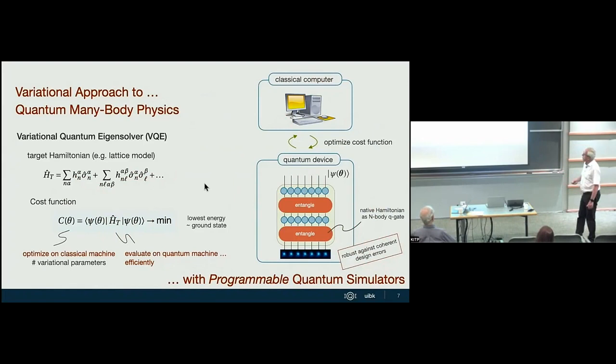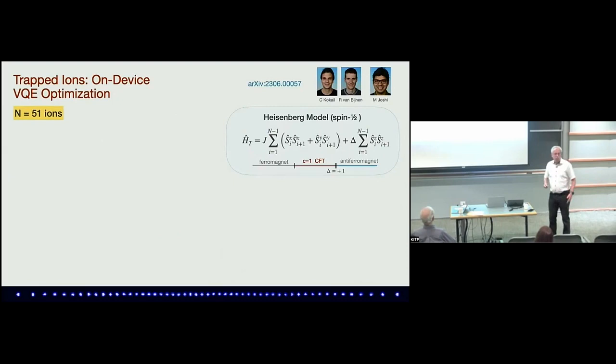Okay, so let me give you an example that hopefully convinces you, and then we're going to start on metrology, inspired by the idea that this might be an interesting direction. We just had a paper out recently where we took something like this. We take a string of 51 ions, you can see them down here. It is a programmable quantum simulator realizing a transverse Ising model natively, but let's search for the ground state of this Heisenberg model over here, maybe even at the critical point where we have conformal field theories.